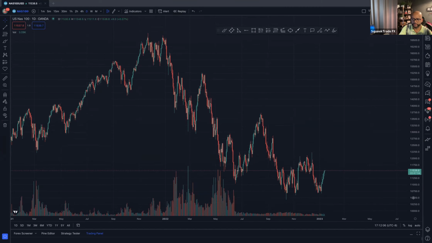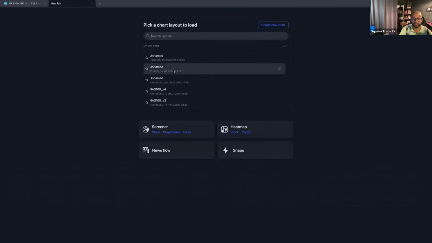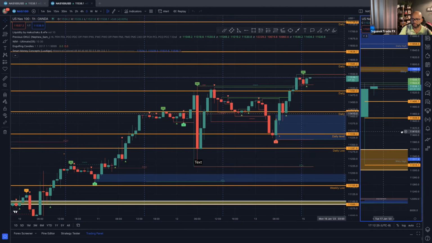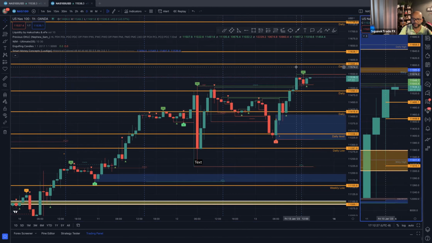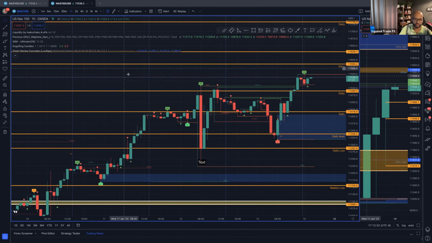So what I do is, for one, I set up a layout, as you've seen before in the past, where I've got two charts loaded, right? Let's load up this one. This is it. I've got the daily, and I've got my main chart that I can drop down to 5 minutes, 15 minutes, 1 hour, and so forth.